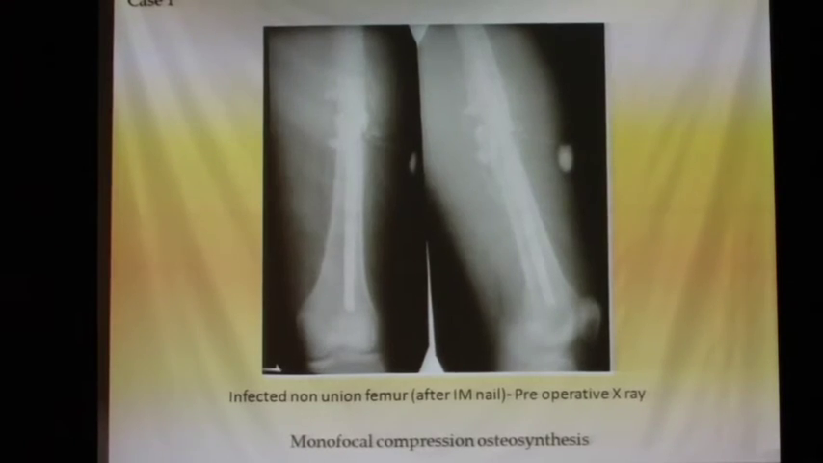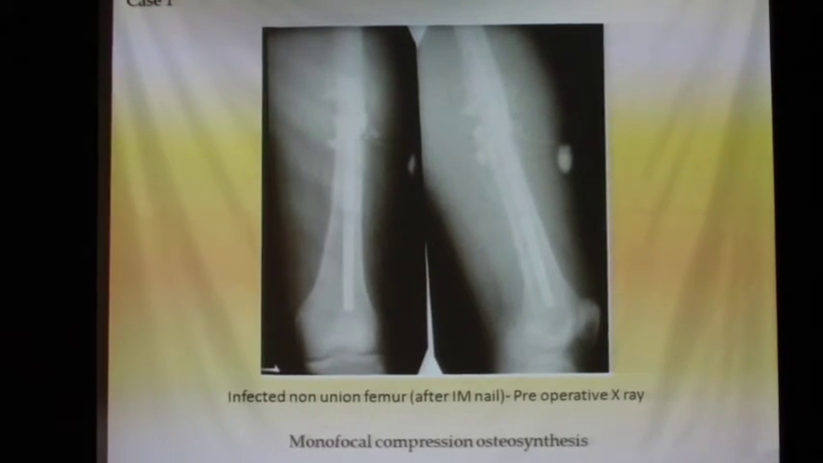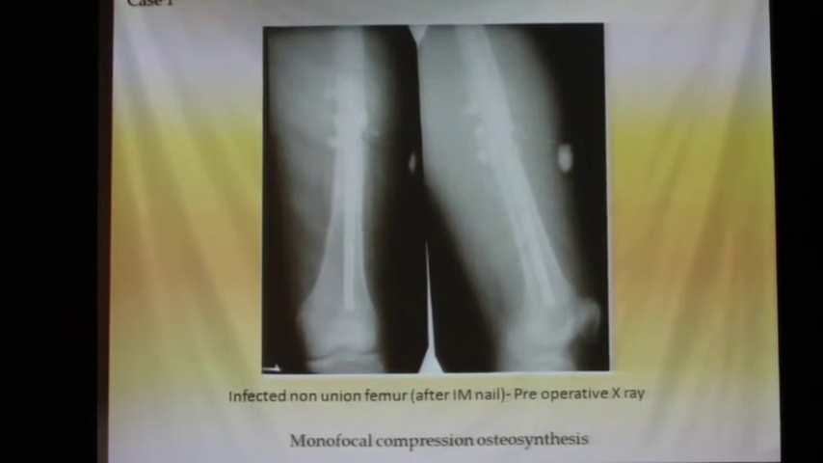Next. This is a case of an infected non-union femur. Every orthopedic surgeon must be getting these cases, and we should know how to deal with them. First of all, we remove this nail and clean the cavity, and we do over-reaming of the fragment, because you have to bleed inside the medullary cavity and remove all the infected material there, and after that you apply the frame. So this is the case of an infected non-union femur after IM nailing. This is the pre-operative X-ray.